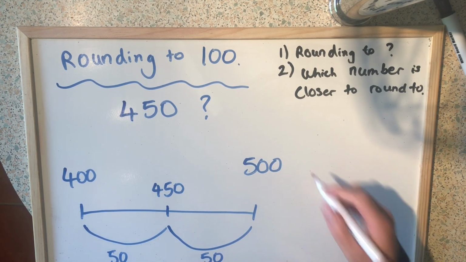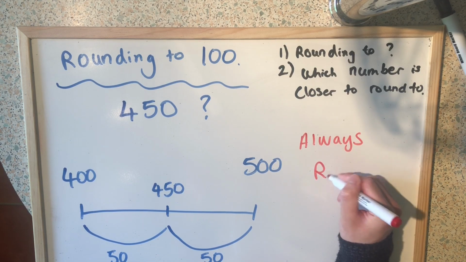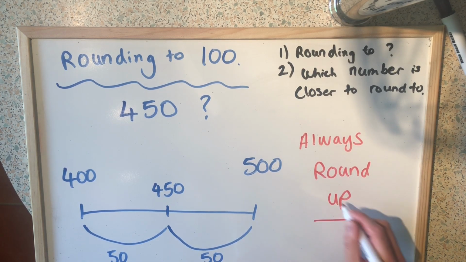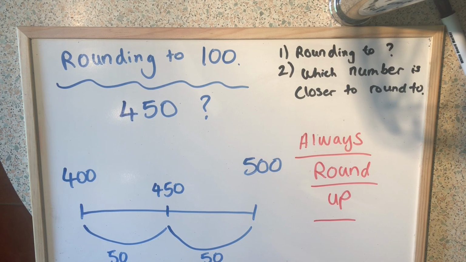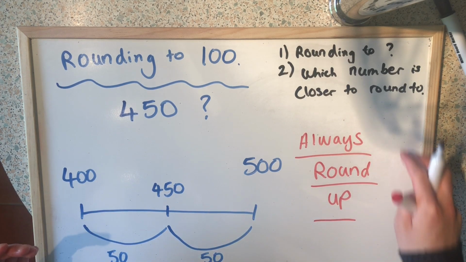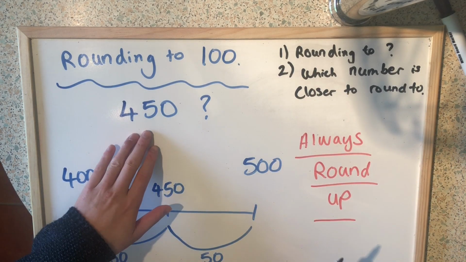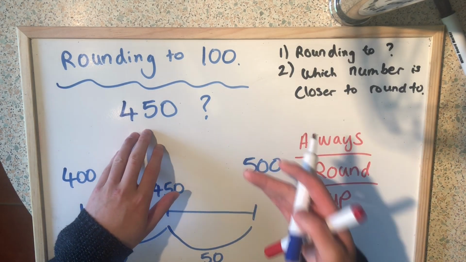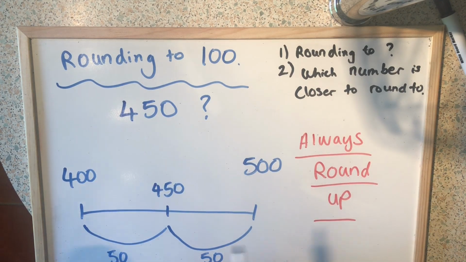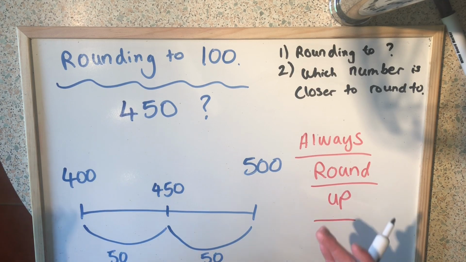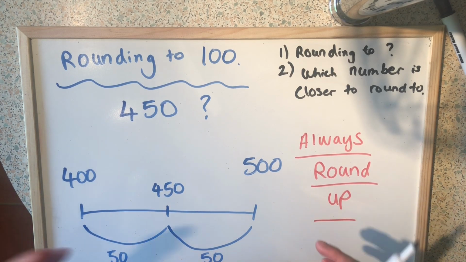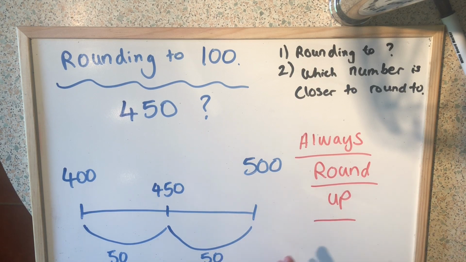So we always round up. And we do this because if we didn't have this rule, then when you ask someone, oh, round this number to the nearest 100, they might say it's 400, and someone else might say it's 500, and we don't know who's right and who's wrong. So to keep it consistent, to make sure everyone gets the same answer, there's this rule where we always round up.